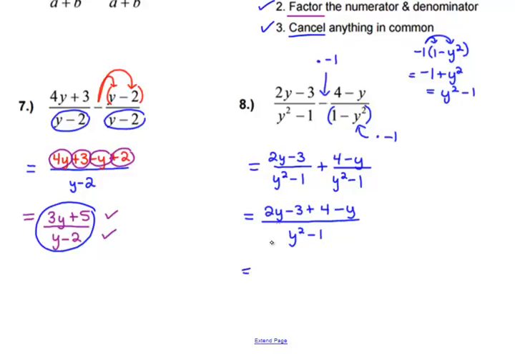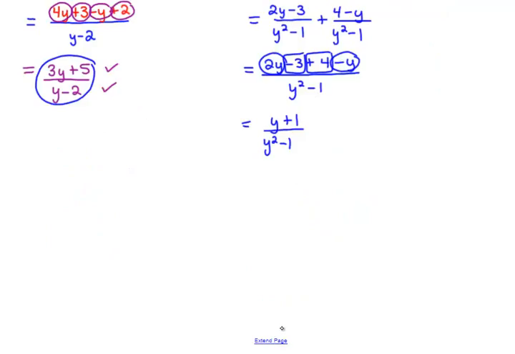Simplify by adding your like terms. So we have 2y and minus y, so that's y. And then we have a -3 plus 4, so that's plus 1 over y squared minus 1. Once we get that far, we ask our last three questions.